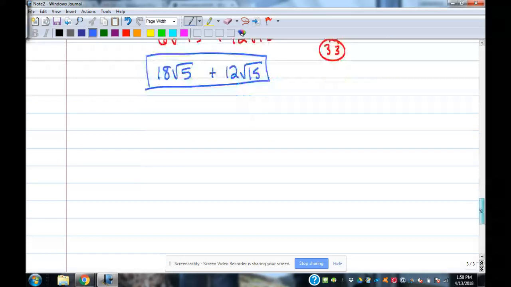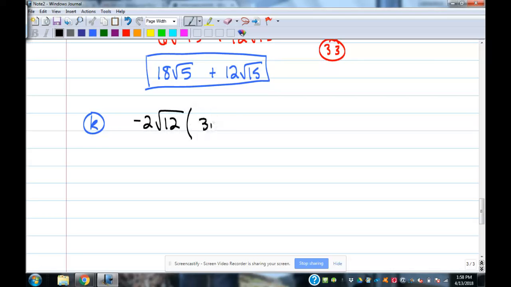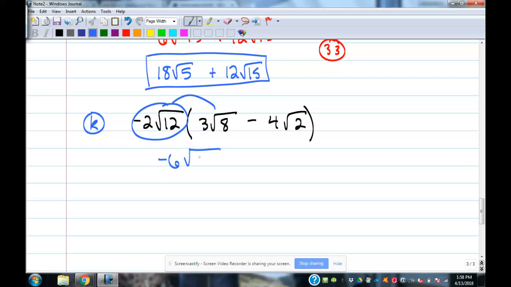All right, let's do another distributive property. Let's say we had negative 2 radical 12, parentheses, 3 radical 8 minus 4 radical 2. So it's distributive property again. What are we distributing? All this in front, right? So negative 2 radical 12 times 3 radical 8. Negative 6 radical 96, yeah. And then one more. Yeah, positive because it's negative times negative. Positive 8 radical 24.